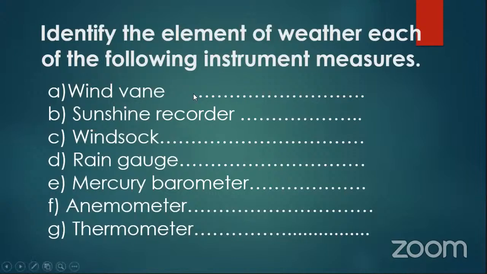Then what about the rain gauge? The amount of rainfall received. What about the rain gauge? The amount of rainfall received in an area. Come again? It is used to record the amount of rainfall received in an area. It is used to show the amount of rainfall received in an area.